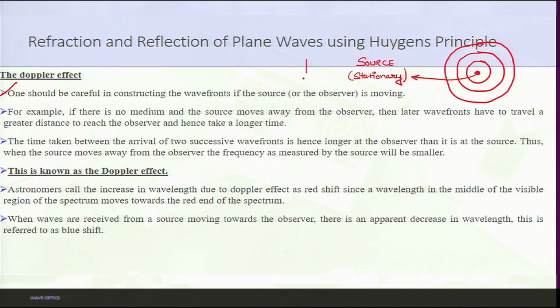Let us say I take the observer as constant, and this is the position where the source is. If I displace it towards the right or towards the left, let this be the new position denoted by S dash, and let this be the new position denoted by S double dash at some later times, let us say t is equal to t1 or t is equal to t2. So, if there is no medium and the source moves away from the observer, then later wave fronts have to travel a greater distance to reach the observer and hence take a longer time.